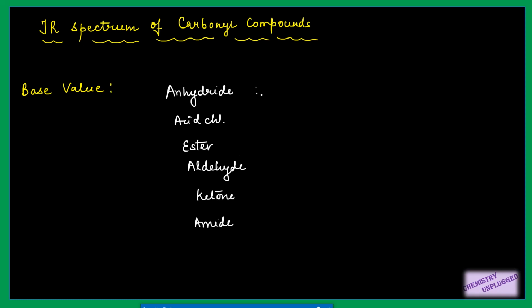So the highest value is observed for the anhydride C=O stretching vibration frequency. These are all for C=O stretching vibrations, right? For anhydride we will have two bands, close to 1810 and 1760 cm⁻¹. For acid chloride you will see it near 1800 cm⁻¹. For ester near 1735. For aldehyde it is 1725. For ketone 1715, and for amide it is 1690.